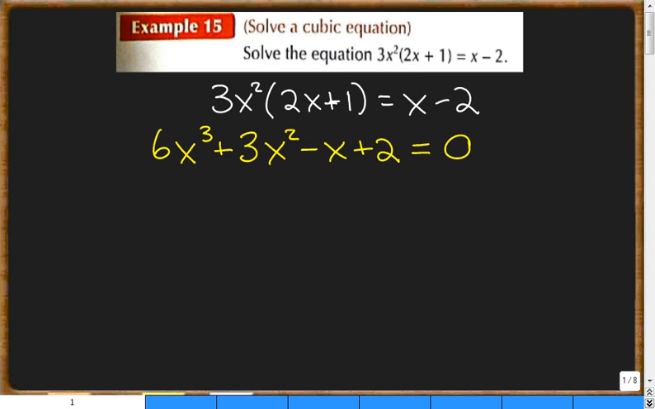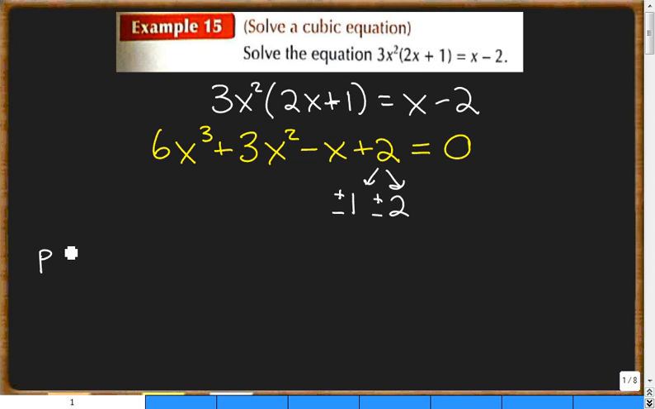What we're going to want to do now is examine our last term. This can be broken up into two factors, 1 and 2, or we can think of it as positive and negative 1 and 2, it could possibly be those. So these are the numbers we're going to try to pull from in order to find one of our factors.